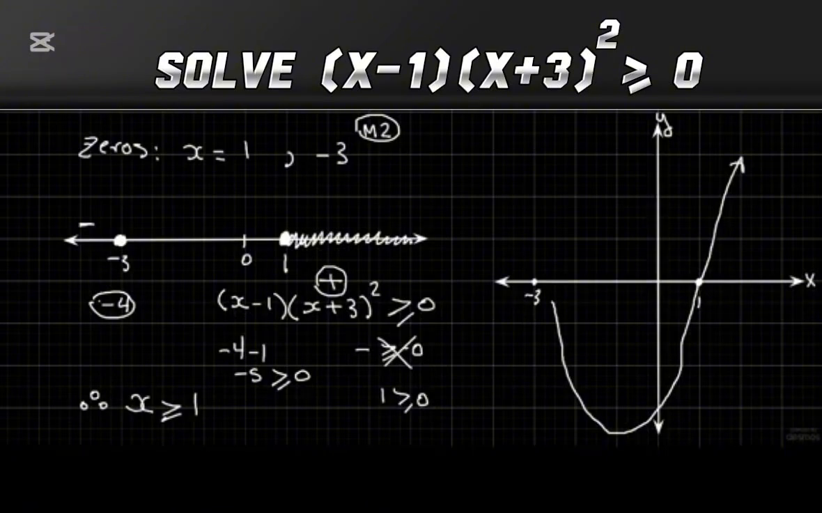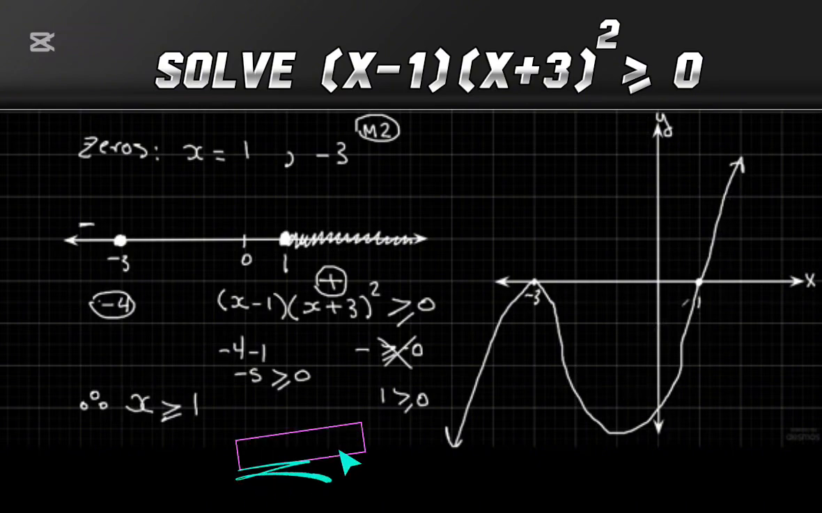Now, because the -3 has a multiplicity of 2, which means you have a square on top, when you get here, you don't go through it. A square means you bounce right off. And that's the graph you're going to get. Now, when they say this equation is greater than or equal to 0, basically they're asking you, when is this curve above the x-axis? So from 1 on, this way, the graph is above the x-axis, and that's why we have x is greater than or equal to 1 for a solution.